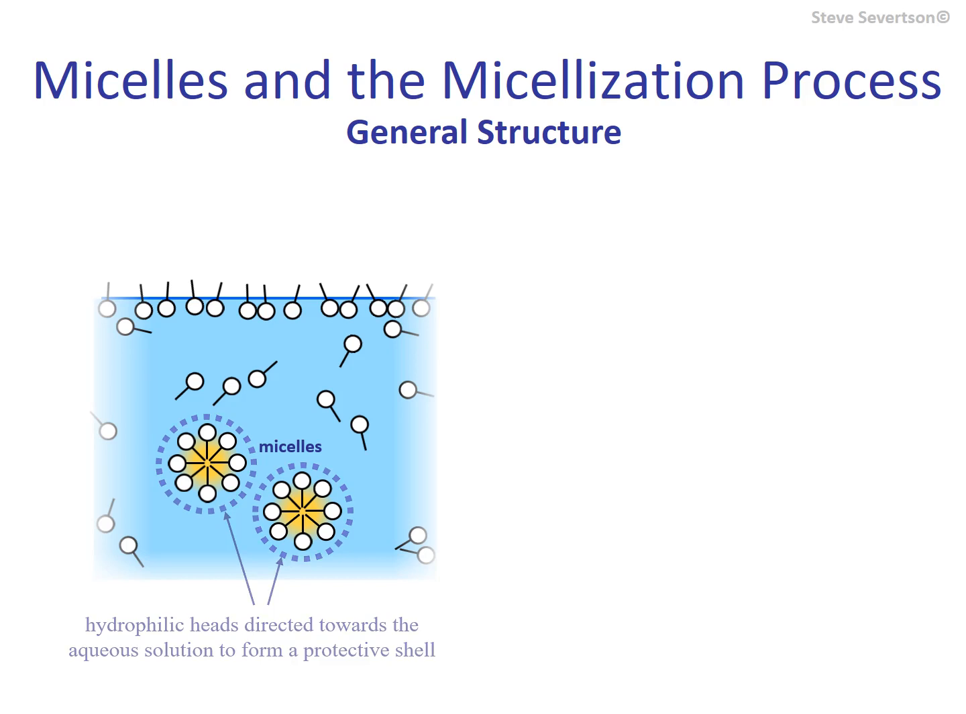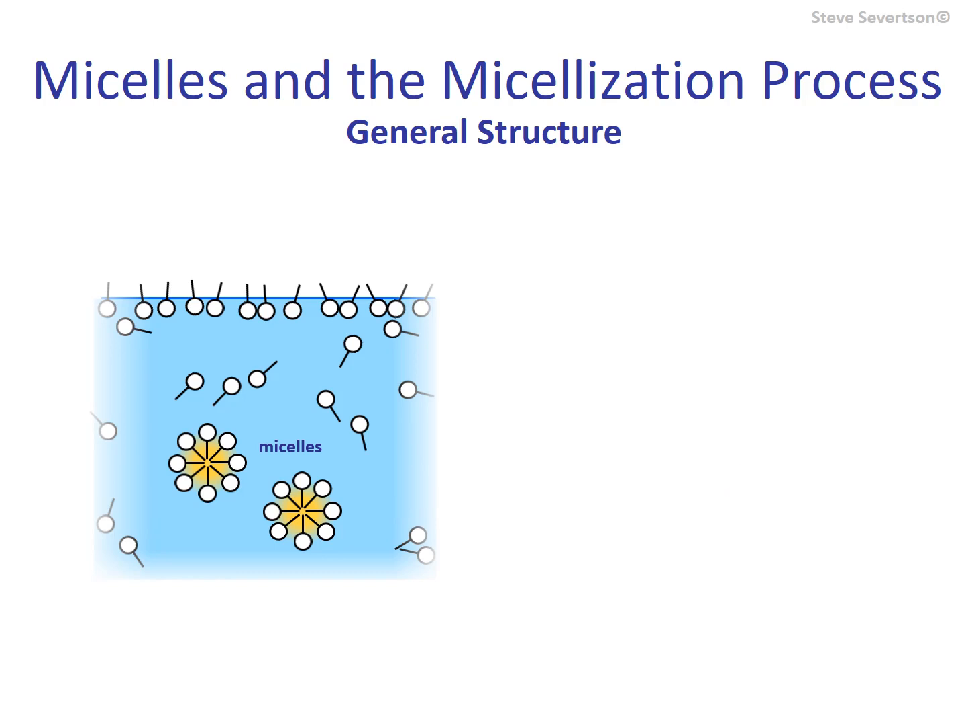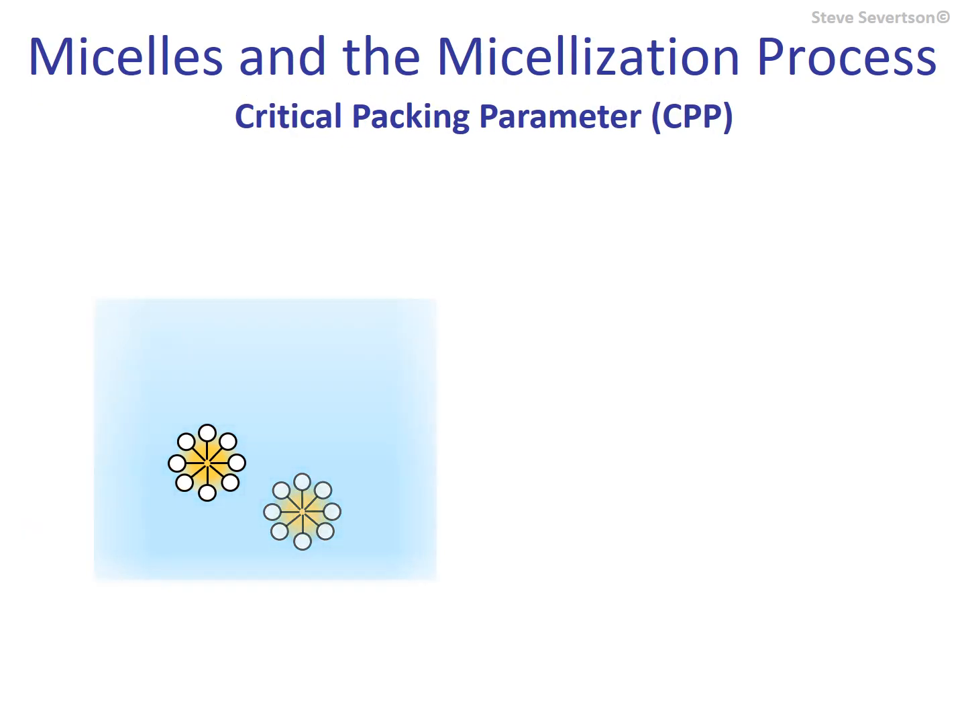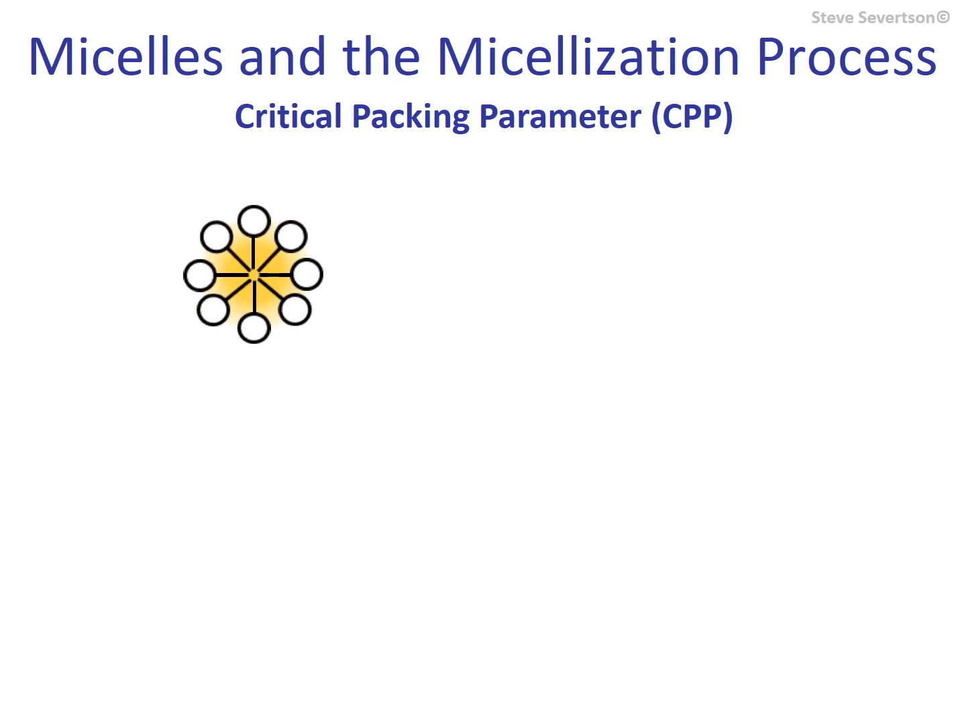Each micelle contains anywhere from 30 to 200 surfactant species. The number of species forming the micelle structure is known as the aggregation number, which is dependent on surfactant structure and solution conditions. Given that the shell of the micelle is what isolates the hydrophobes from the water, it is reasonable to assume that the area occupied by a surfactant's head group relative to the size of its hydrophobe should play a role in determining the architecture of the formed micelle.